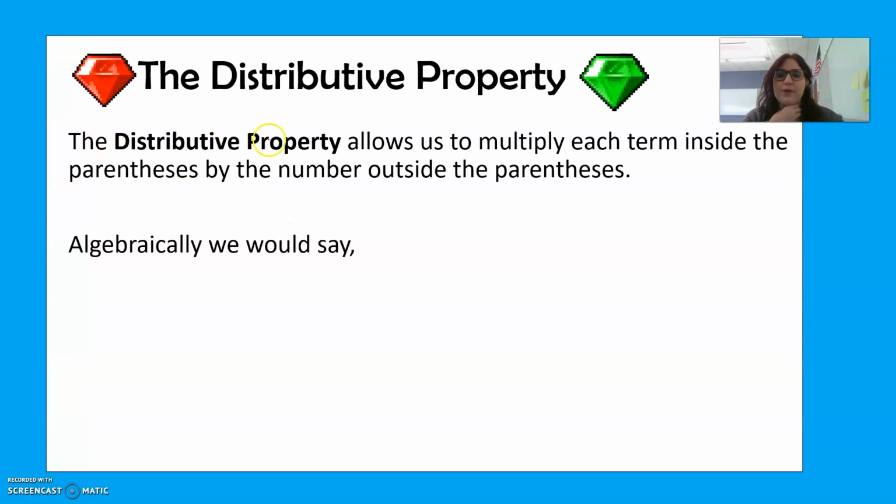So the distributive property allows us to multiply each term inside the parentheses by the number outside the parentheses. So what does this look like? Let's say we have any number A, any number B, and any number C. We can multiply A times B plus A times C. So we have multiplication over addition. So A times (B plus C) equals A times B plus A times C. So anytime you have something that looks like this, it'll have this form.